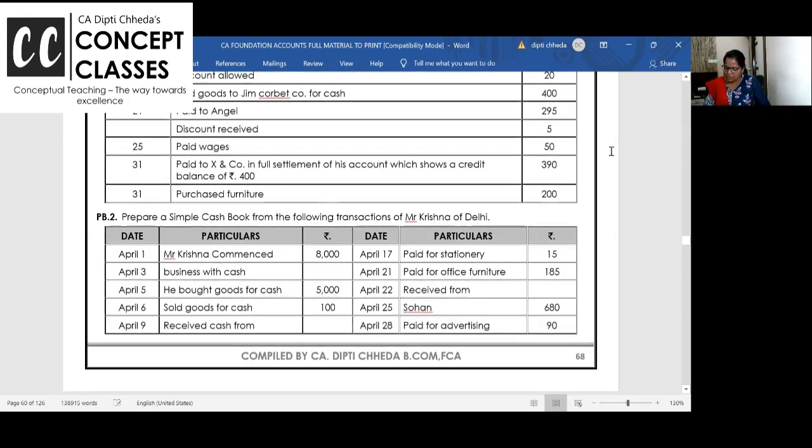So let us start and do problem number 2 for single column. Please check if you are able to unmute. If you need to speak up in the class, no problem, or keep putting me the messages. Are you clear with the way I have introduced? Super easy topic for 5 marks. Okay. Prepare a simple cash book from the following transactions of Krishna of Delhi.